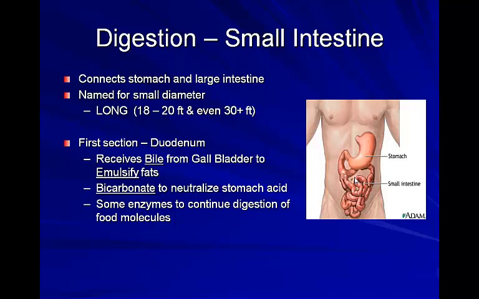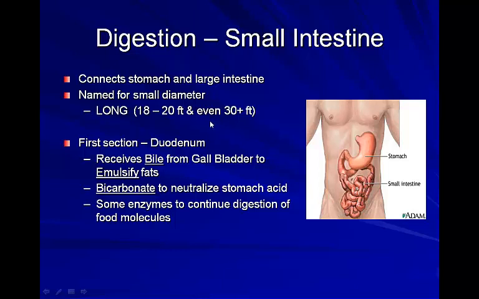Probably about 90% of all of our nutrient absorption actually occurs in the small intestine. So it's nothing to sneeze at. It's a very, very important organ. As much as the stomach and other organs play a role in digestion, the actual final breakdown of our food particles and the absorption occurs in the small intestine.